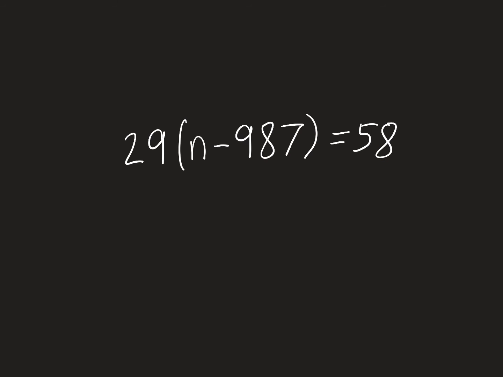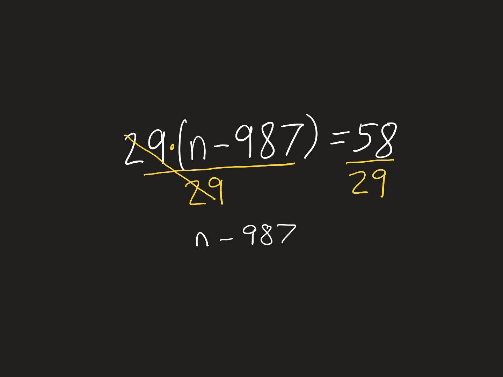Another type of problem we could see would be a distributive property problem. Now this is a large number, so you are going to want to divide by it. You may want to grab your calculator. This implies multiplying here, so you could divide both sides by 29, and you will save yourself having to multiply that distributive property through. So when you divide both sides by 29, you'll see this will cancel out, giving you 9 minus n minus 987, and 58 divided by 29 is 2.